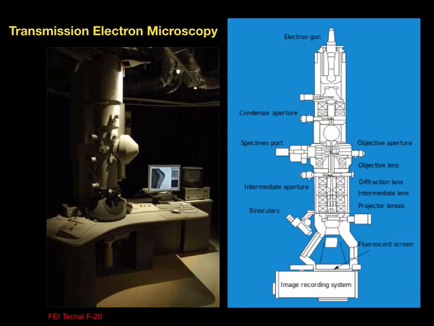So we put the specimen, that is our sample, in a tiny copper grid, and then there is an electron gun on the top that's going to shoot a beam of electrons, and different magnets are going to act as lenses, and then everything is going to get projected down here and we can get the image from there.